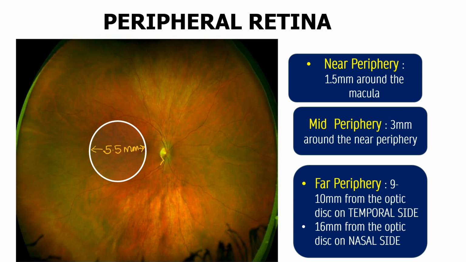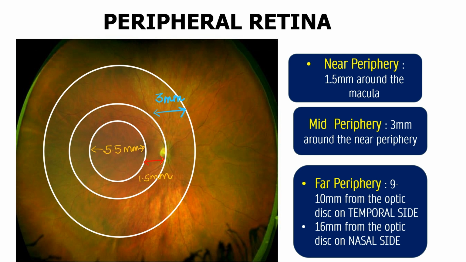All right. Now, just like we divided the central retina, we can also divide the peripheral retina. We know that the macular area is about 5.5 millimeters in diameter. If you draw a circle of about 1.5 millimeters thickness all around the macular area, that is known as your near periphery. Again, if you draw another circle of thickness about 3 millimeters around the near peripheral zone, that will be known as your mid periphery zone. So this is your mid periphery, this one is your near periphery. Beyond that, whatever you see is known as the far peripheral area of the retina. This far peripheral area is about 16 millimeters from the center of the disc on the nasal side, and about 9 to 10 millimeters on the temporal side from the center of the disc.